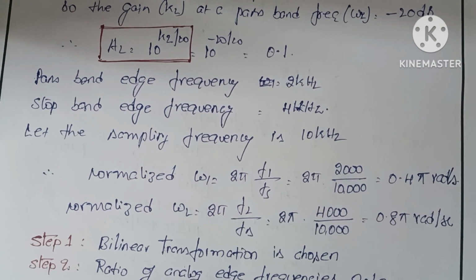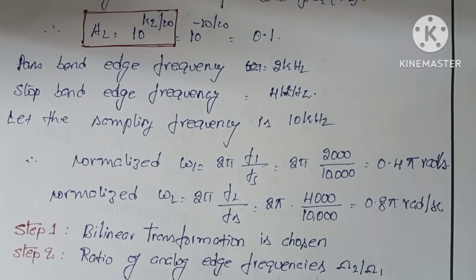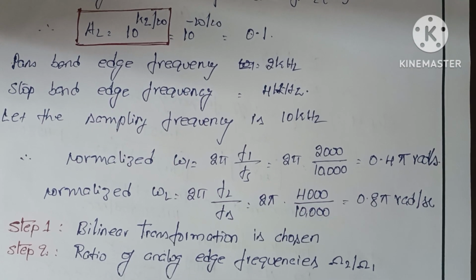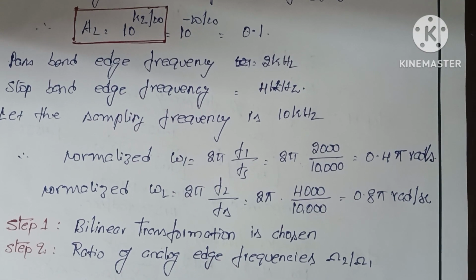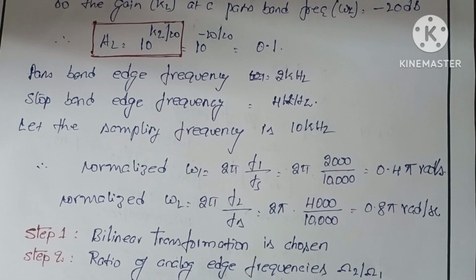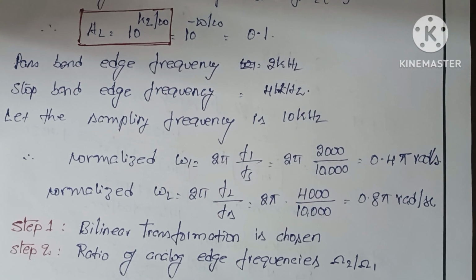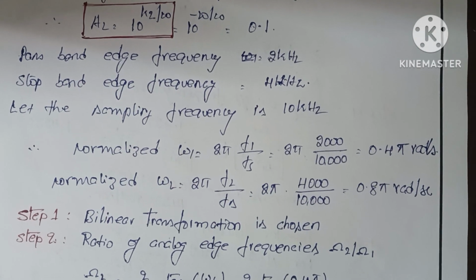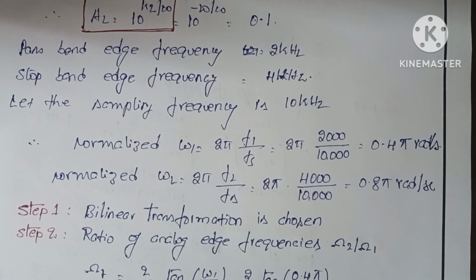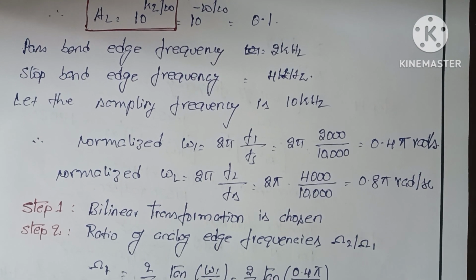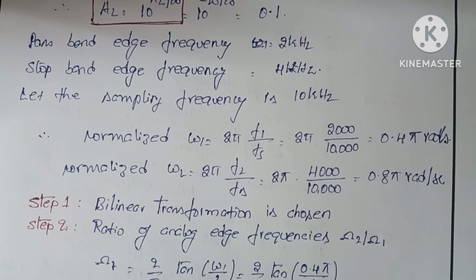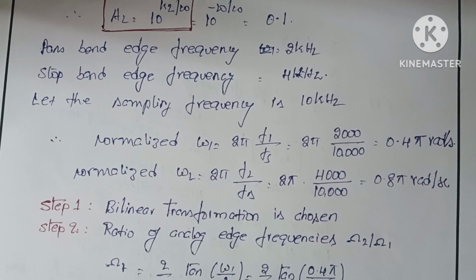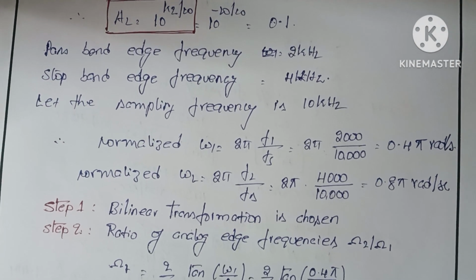frequency into radians per second, we have to use the following relations. For example, the normalized frequency omega 1 equals 2 pi f1 by fs, which is 2 pi into 2000 divided by 10,000, which equals 0.4 pi radians per second. Similarly, omega 2 equals 2 pi f2 by fs, 2 pi into 4000 divided by 10,000, which equals 0.8 pi radians per second. After getting all this basic information, let us start the designing procedure of the Butterworth digital IIR low pass filter.